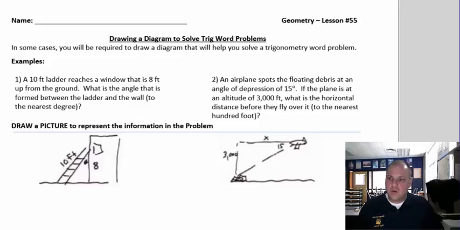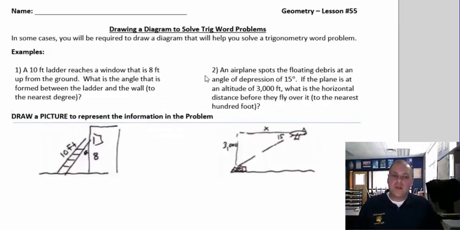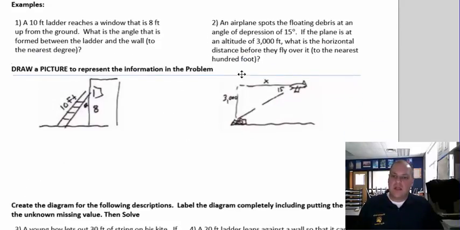All right, so first thing is a 10-foot ladder reaches a window that is 8 feet up from the ground. What is the angle that is formed between the ladder and the wall to the nearest degree? So that picture is drawn for us. There's a picture of a ladder and a wall. Now, do you need to be this sophisticated? Do you need to draw an actual building and an actual ladder with the rungs? No. That's fancy and cute and everything, but really, what do you need?